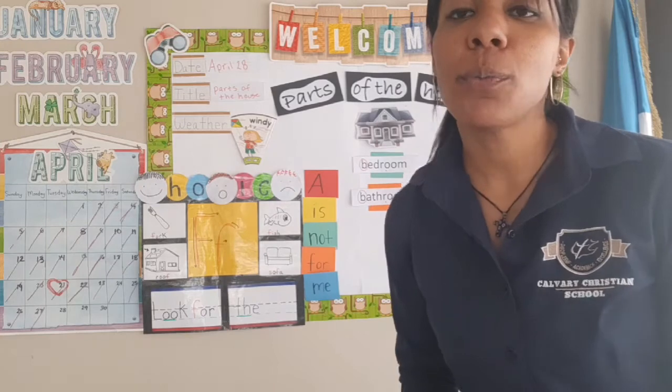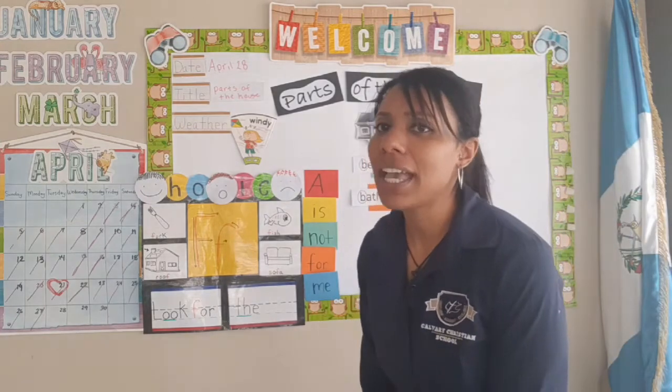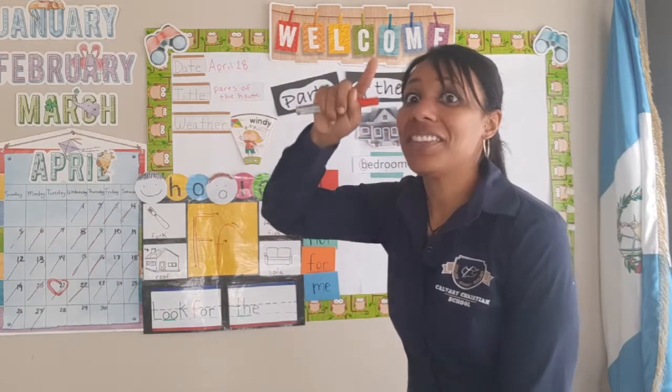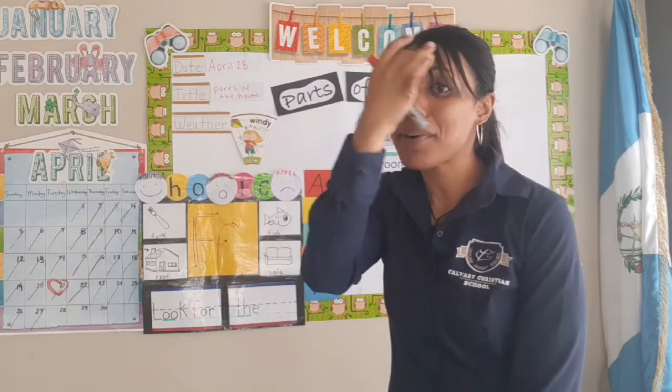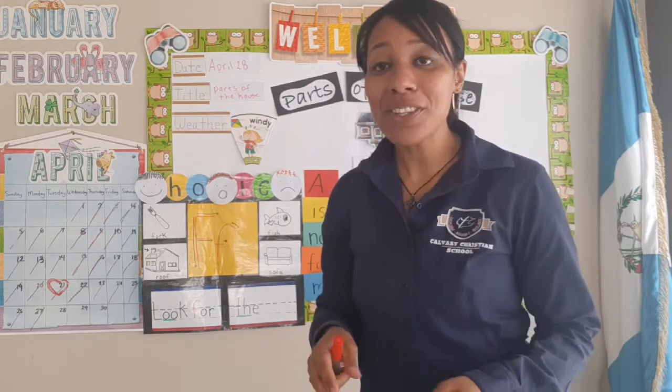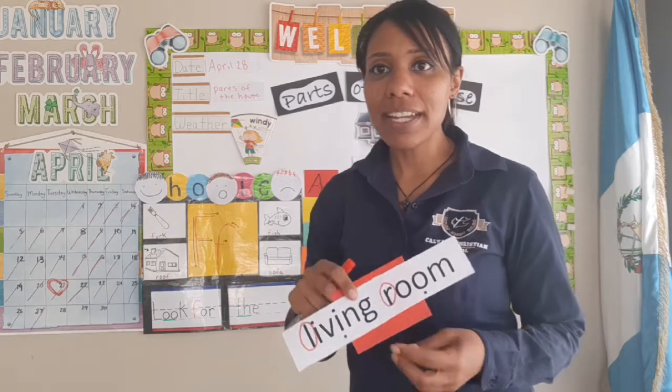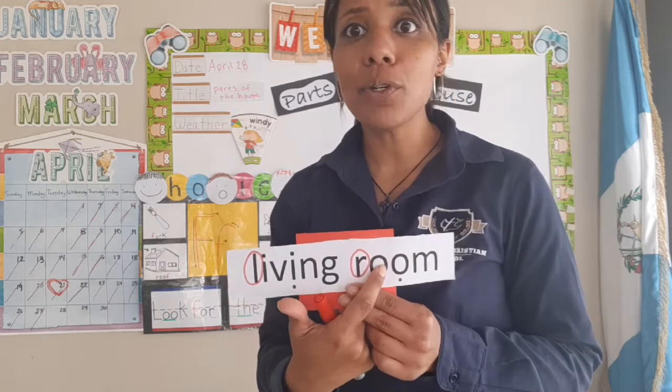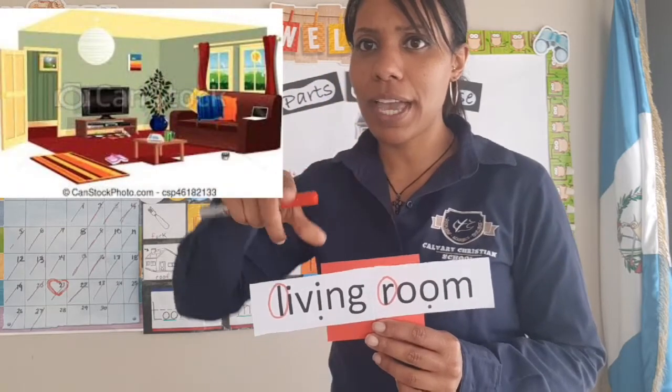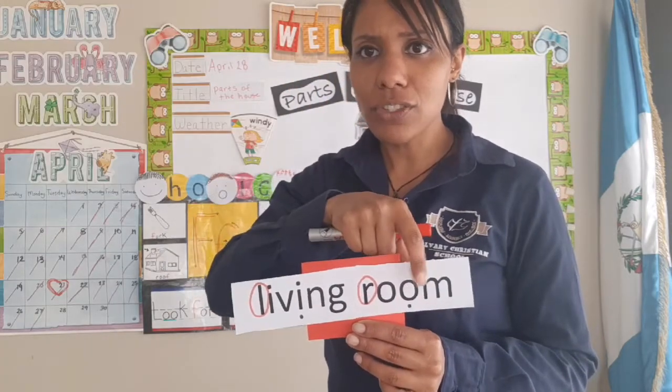Next, we have a room where we sit down and we look at the TV screen, right? When we're watching our shows. Do you guys know what room that is? That is a living room. But you guys, this one has 2 words, okay? So it has 1 word and it has 2 words.